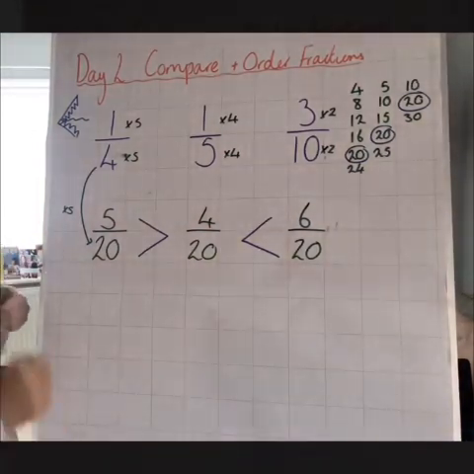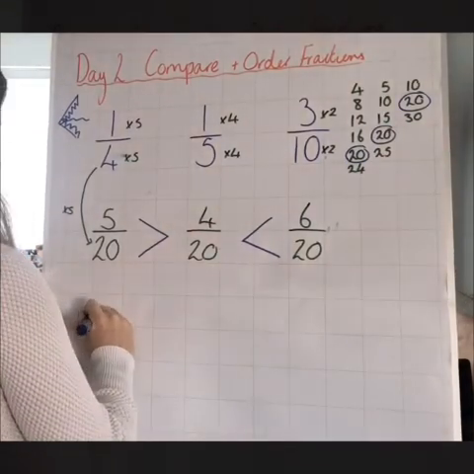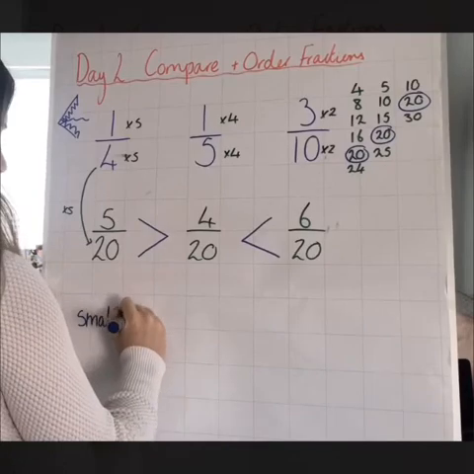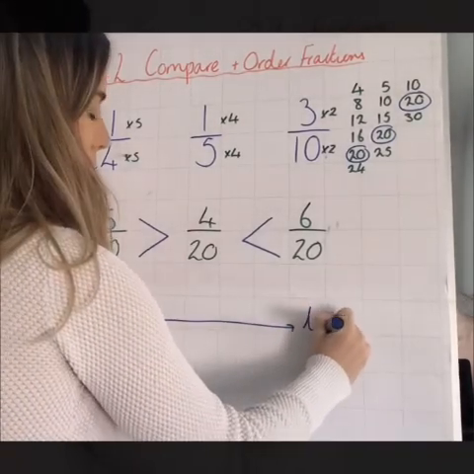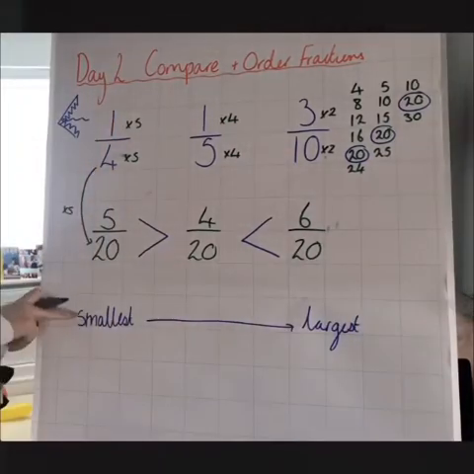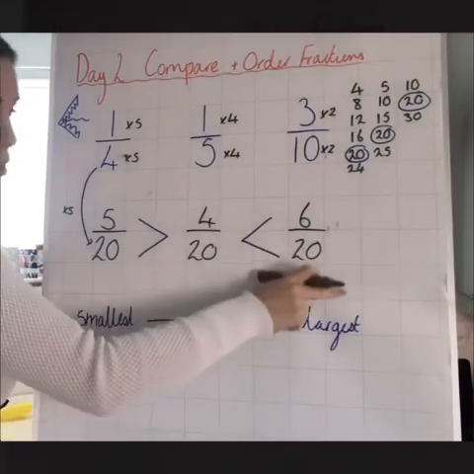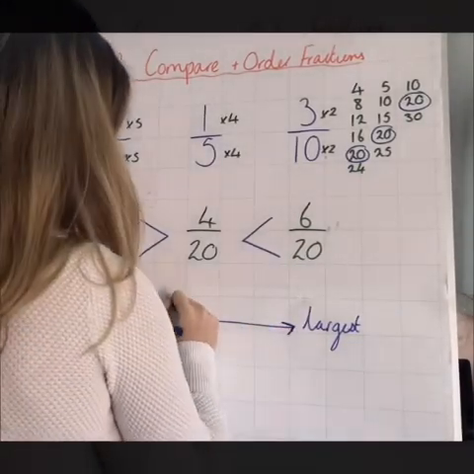So if I wanted now to order them from smallest to largest, or we might call this, if we're going from the smallest one to the largest one, that is ascending.